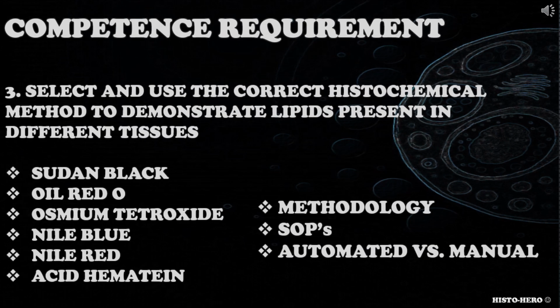The third competence requirement is select and use the correct histochemical method to demonstrate lipids present in different tissues. Candidates should be able to correctly select and perform staining for lipids. Does the candidate select and use correct staining methods to demonstrate lipids in your lab? Do they follow local protocols and SOPs? Do they perform the stains manually or use automated stainers? If not performed in-house, are they aware of stains used to demonstrate lipids?